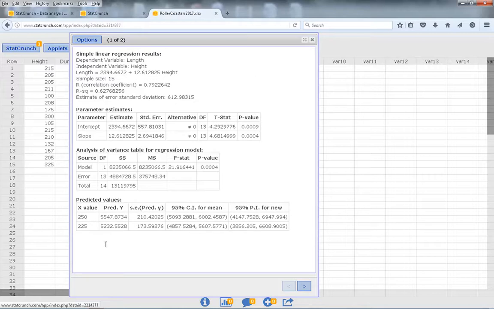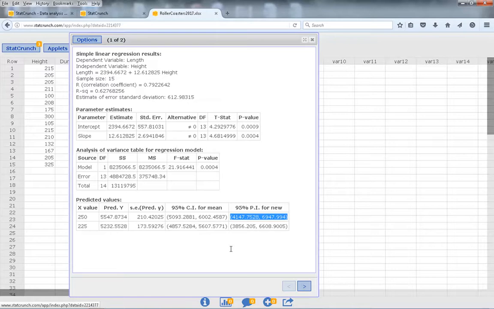So let's say that there's a new coaster being built somewhere, and we know that the height of the hill on this new coaster is going to be 250 feet. The question is, for this new coaster, how much track would you estimate it's going to contain? Now, because I'm doing this for just a new coaster, just one, I'm going to use the PI value. So I want to pull the prediction interval. So I would say, okay, the prediction interval is this interval, right?